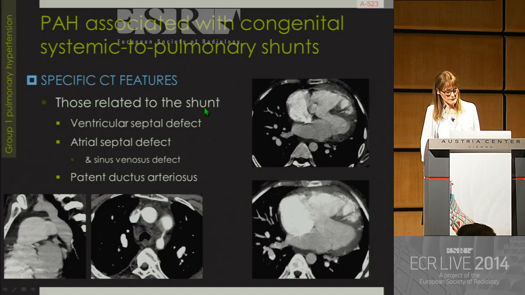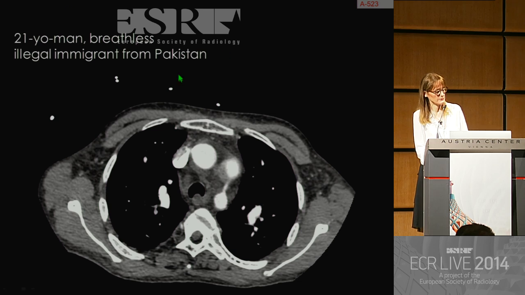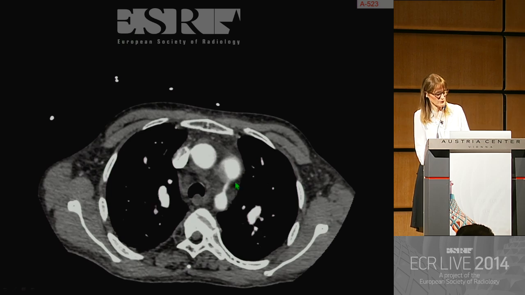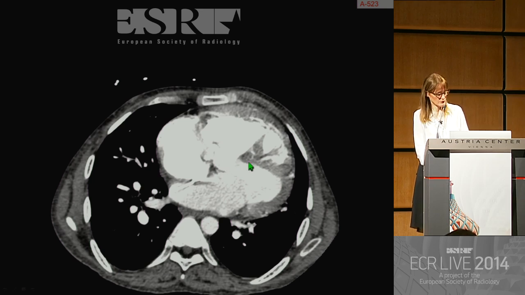What are the specific CT features? Those related to the shunt, you will detect easily the ventricular septal defect. There are patients with undiagnosed sinus venosus defect, as Nick showed you in the previous talk. And we had this young patient who was an illegal immigrant from Pakistan that reached the emergency room of our hospital, and with, again, CTPA for PE suspicion, no physical examination. And you can see here the patent ductus arteriosus, but it's not the cause of the disease, it's the consequence. And here you can see the major enlargement of the main pulmonary artery, and here this large ventricular septal defect, the major hypertrophy of the right ventricle.